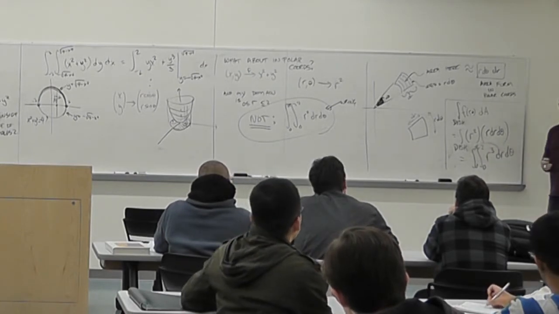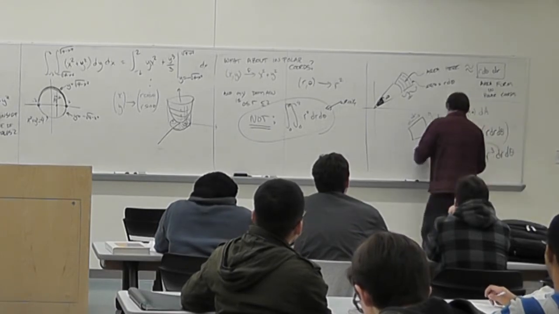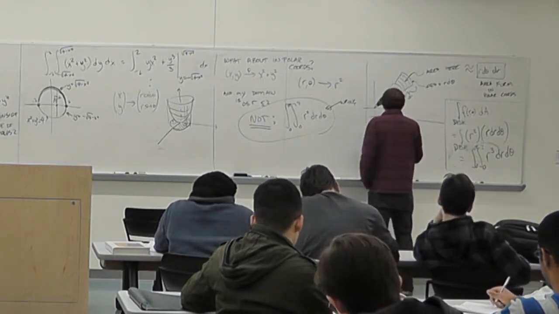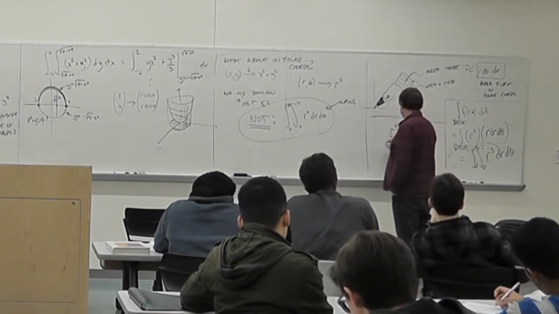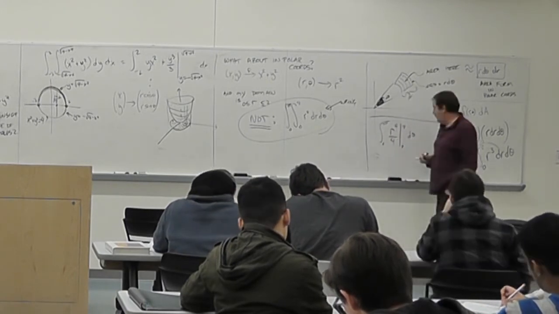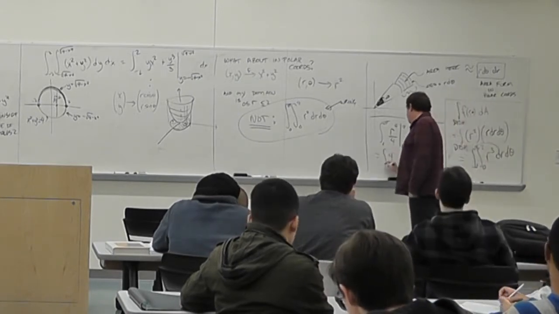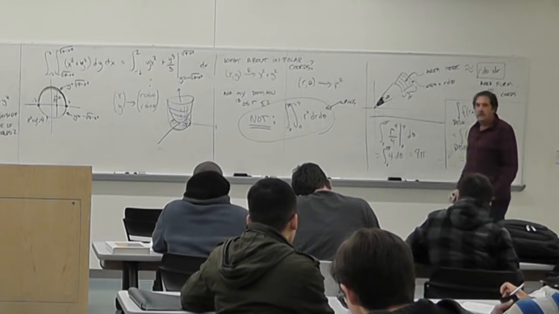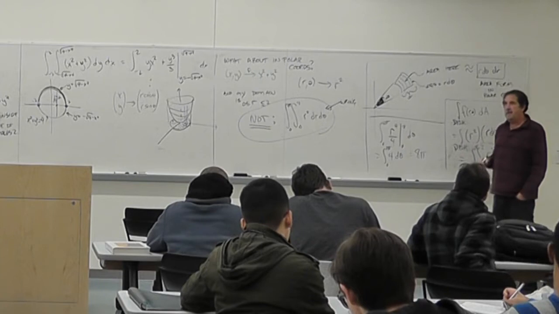And now this is an easy integral. And since it's easy, I guess I can even do it. So let me do it here. So this guy is r to the fourth over 4, evaluated from 0 to 2, integral 0 to 2 pi d theta. R to the fourth is 16, 16 over 4 is 4, 0 to 2 pi d theta, which is 8 pi. So the area of this paraboloid in polar coordinates is 8 pi.